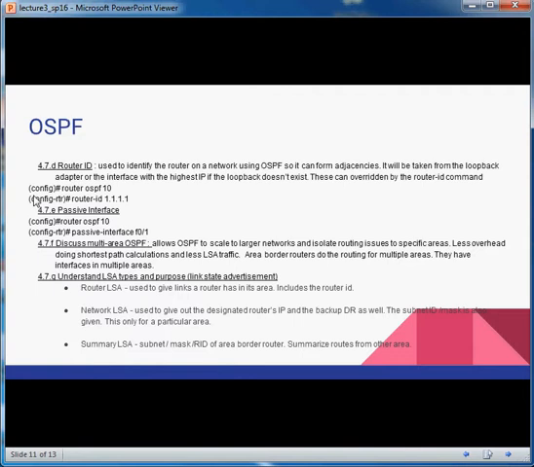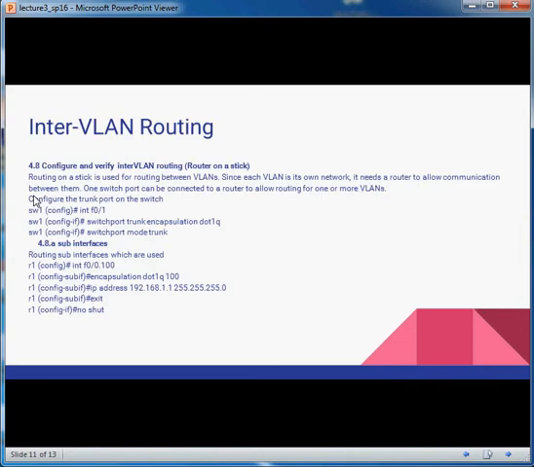And finally, the summary LSA carries a subnet mask and the RID, the router ID of the area border router. It summarizes routes from another area, so that comes into play for multi-area OSPF.